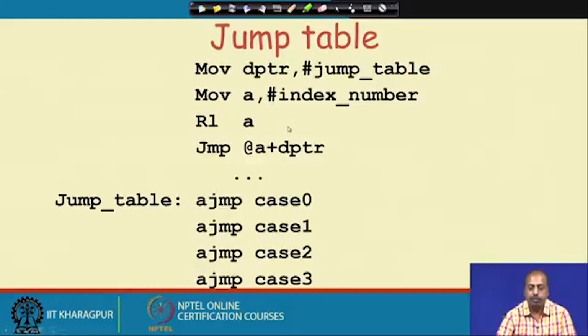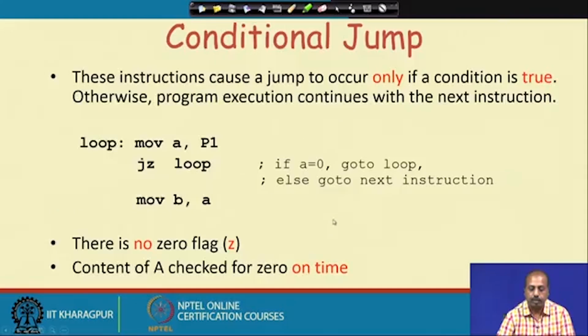So, we can also have a jump table. This is the DPTR jump table. Say in the A register we have this index number, then we rotate left A. That will multiply the index number by 2, and then in the jump table we put all these cases: case 0, case 1, case 2, case 3. So, they are put here.